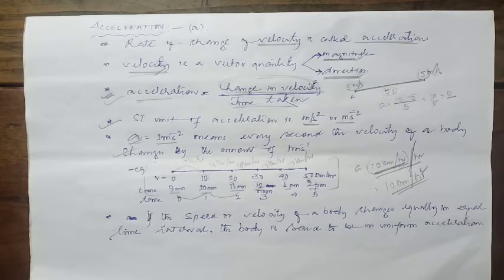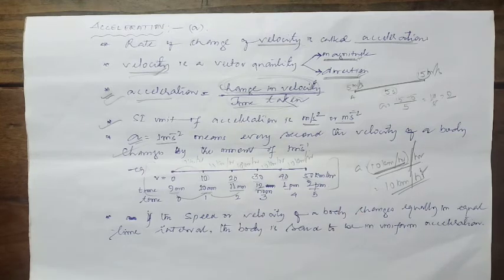Students, the speed of a body may change uniformly, or it may change non-uniformly. In this example, the body's speed has changed uniformly, meaning every hour the speed is changing by a constant 10, 10, 10. But in our daily life, the speed may not change this way. We may increase the speed, we may decrease the speed, so our speed may not remain constant. In that case, the body is said to accelerate non-uniformly.